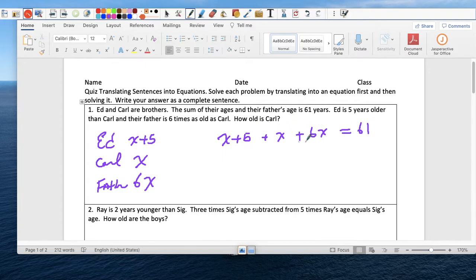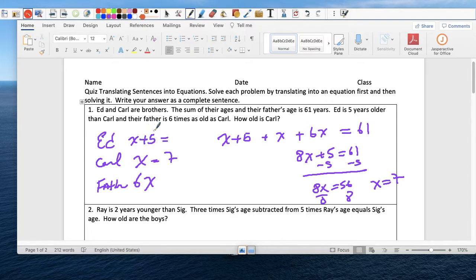Now it's just a matter of solving. x plus 5 plus x plus 6x gives 8x plus 5 equals 61. Minus 5 on both sides, 8x equals 56. Divide both sides by 8, x equals 7. So Carl is 7, Ed is x plus 5, which gives him 12, and Dad is 7 times 6, 42 years old.